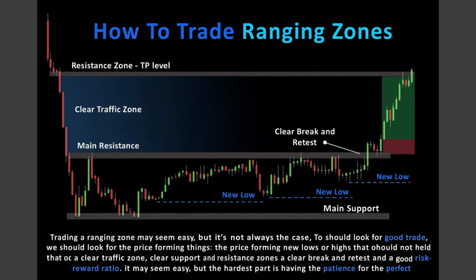The key here is to identify a clear traffic zone where price tends to move smoothly from one level to the other without too much consolidation. This zone helps traders find potential entry and exit points with better risk-to-reward setups.